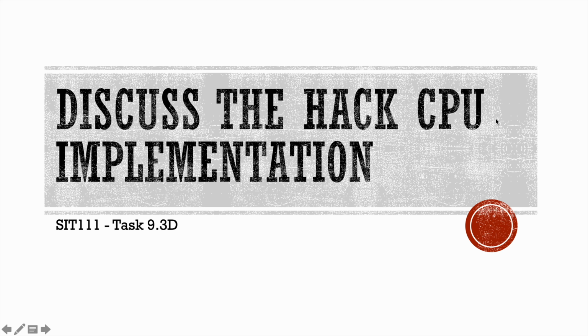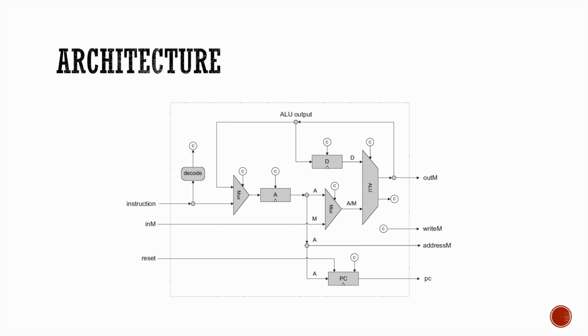So in this video, I'm going to explain how the Hack CPU works and how the Hack CPU is implemented. This is for task 9.3D, SIT111. In this 10-minute video, I'm going to explain in two parts. One is the architecture, and the other part is the HDL code. So let's get started. For the architecture, I'm going to use this diagram to explain each logic gate and how they interact with each other and make up the CPU.